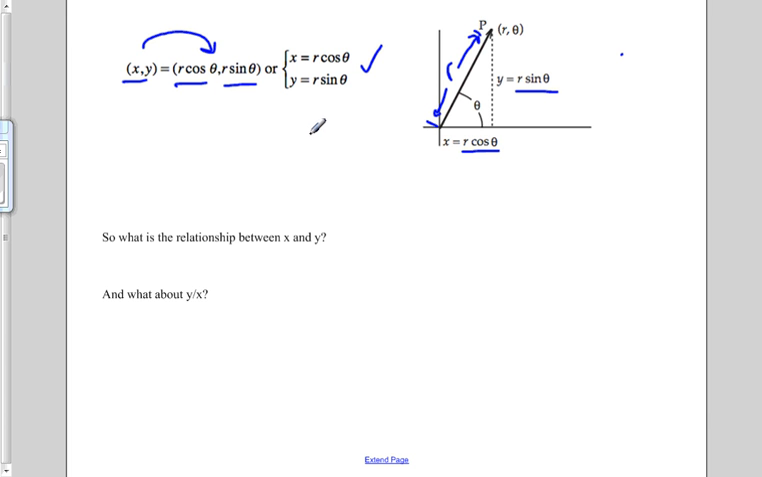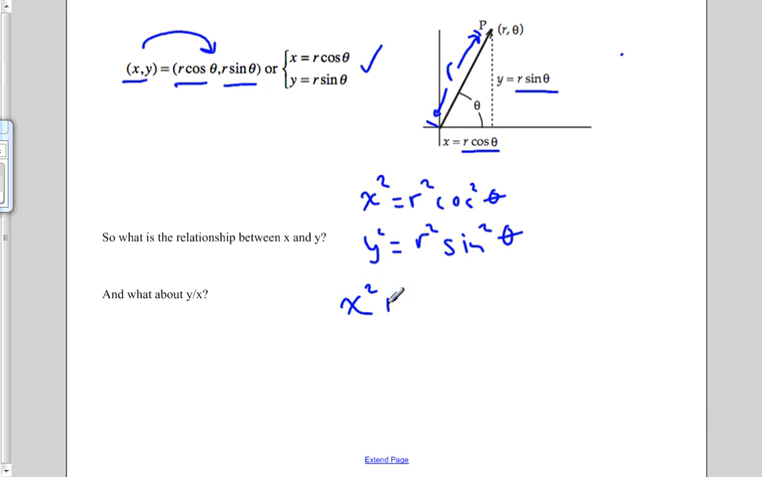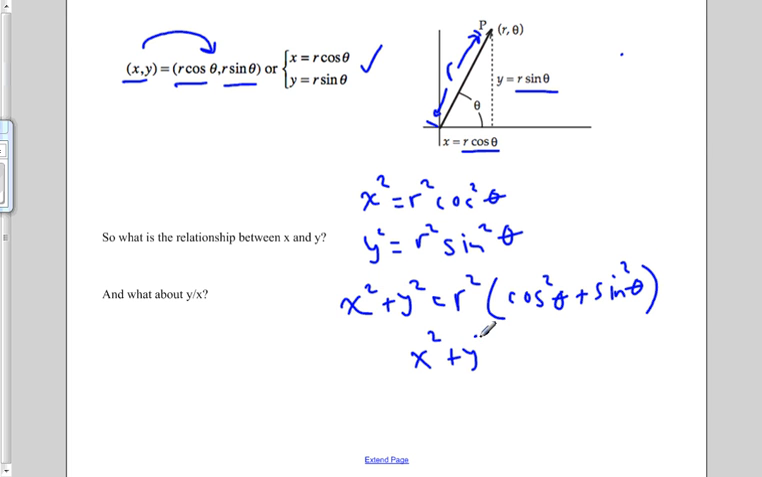Well, what relationship can we get between them? A very important one that you might see: if we square both sides, we get x squared equals r squared cos squared theta, and y squared equals r squared sine squared theta. If we add the top equation to the bottom equation, we get x squared plus y squared equals, factoring out an r squared since they share it, r squared times cos squared theta plus sine squared theta. We know that cos squared plus sine squared is just 1, so x squared plus y squared equals r squared. And this is just the Pythagorean theorem here.